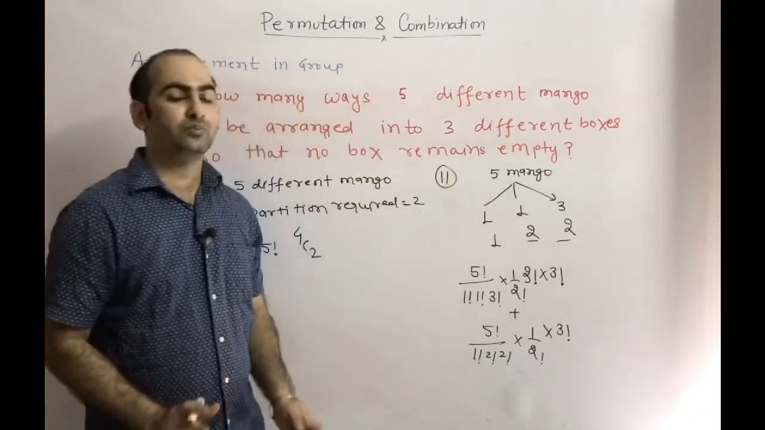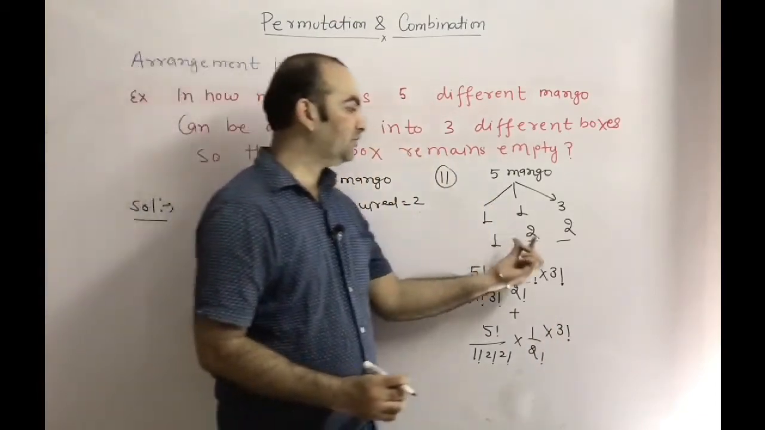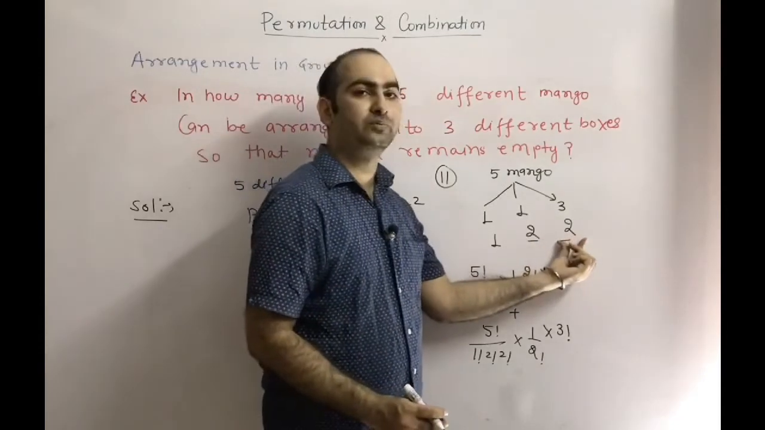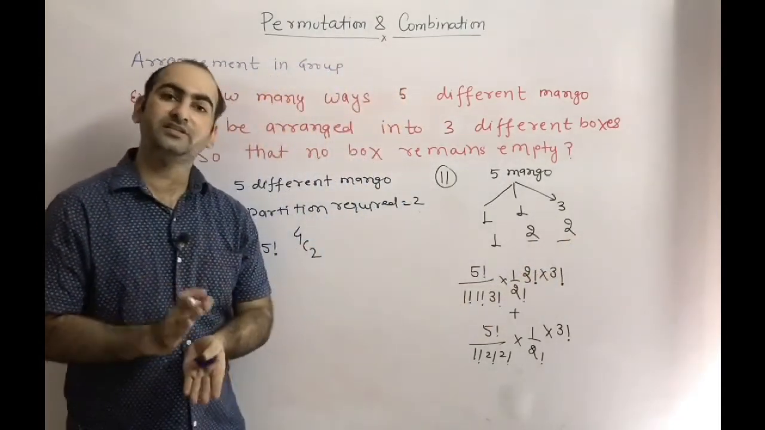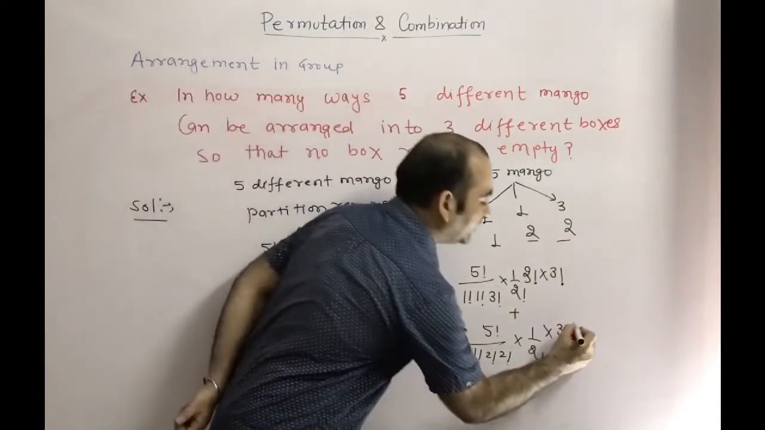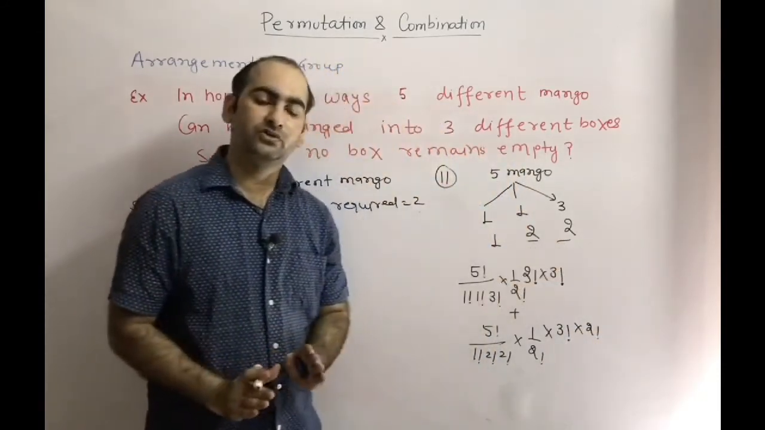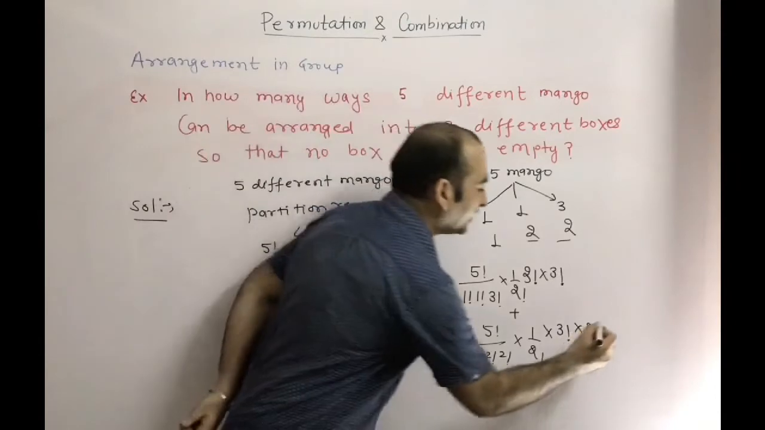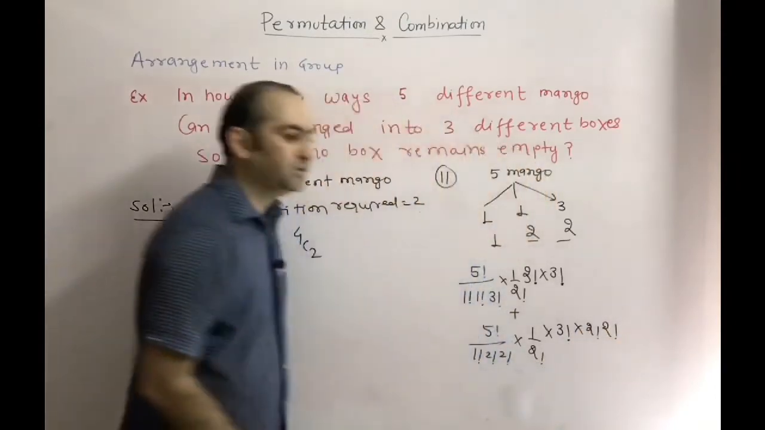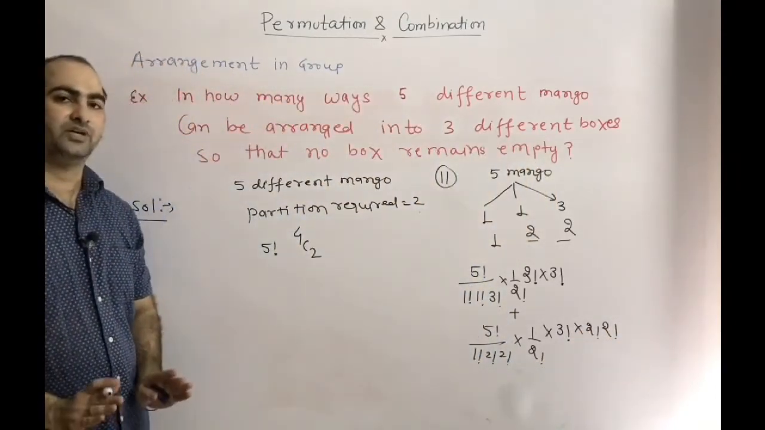Now we have 2 boxes. In the first box we have 2 mangoes, in the second box we have 2 mangoes. These 2 mangoes can be interchanged, so we have to multiply by 2 factorial. Similarly, in the other box also we have 2 mangoes, so they can also interchange. That is also 2 factorial. Now we have to simplify this. So that is your answer.